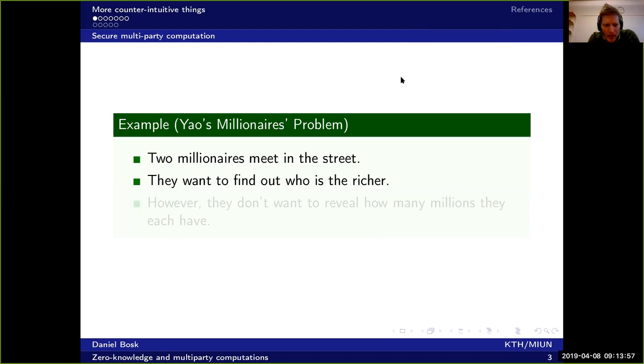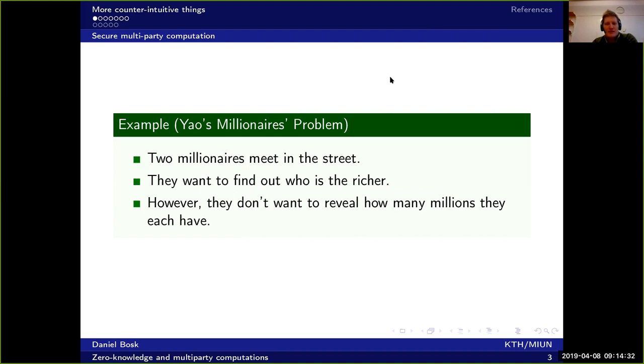Now, a classic example of secure multiparty computation is Yao's millionaire's problem. The scenario is posed like this. There are two millionaires out walking, and they meet in the street, and they want to find out who is the richer. However, they don't want to reveal how many millions they each have. So they want to find out who is the richer without actually revealing to the other how much money they have. So for instance, it might be a difference of 1 krona or 1 euro or something, but then they wouldn't know. So it might just as well be twice the amount as well.